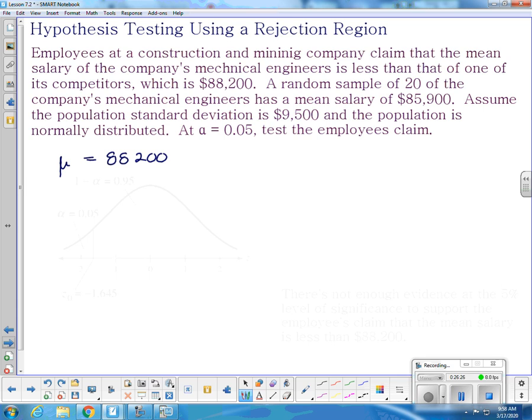So our alternative, null here. So our null has got to be, oh no, it's greater than or equal to. They said less than up here. Okay, so our null is greater than or equal to. And our alternate is less than. So this is the claim.